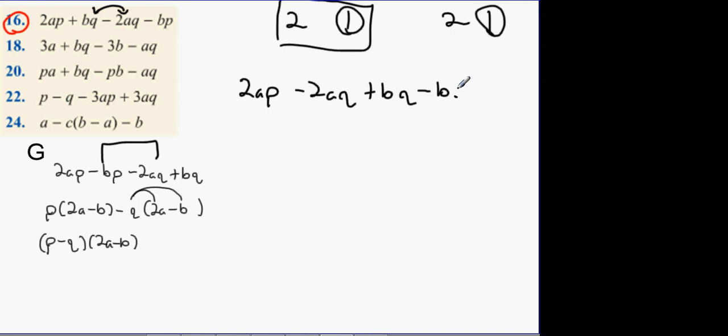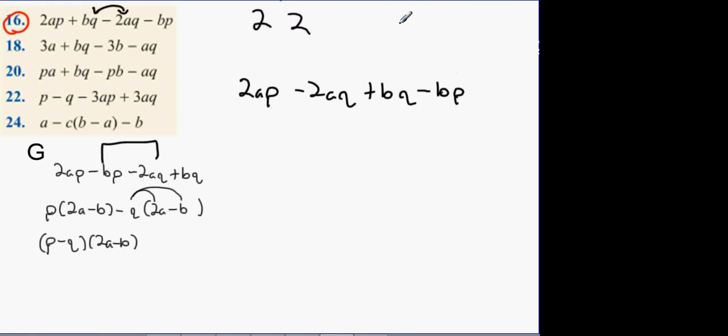minus bp. Now look what happens here, guys. This time, if I write down the big numbers, it's going to be 2, 2, 1, 1. Now, do you know why that's okay? Because they're in the same proportion. 2 divided by 2 is 1, 1 divided by 1 is 1, so it doesn't matter. So look what happens now.